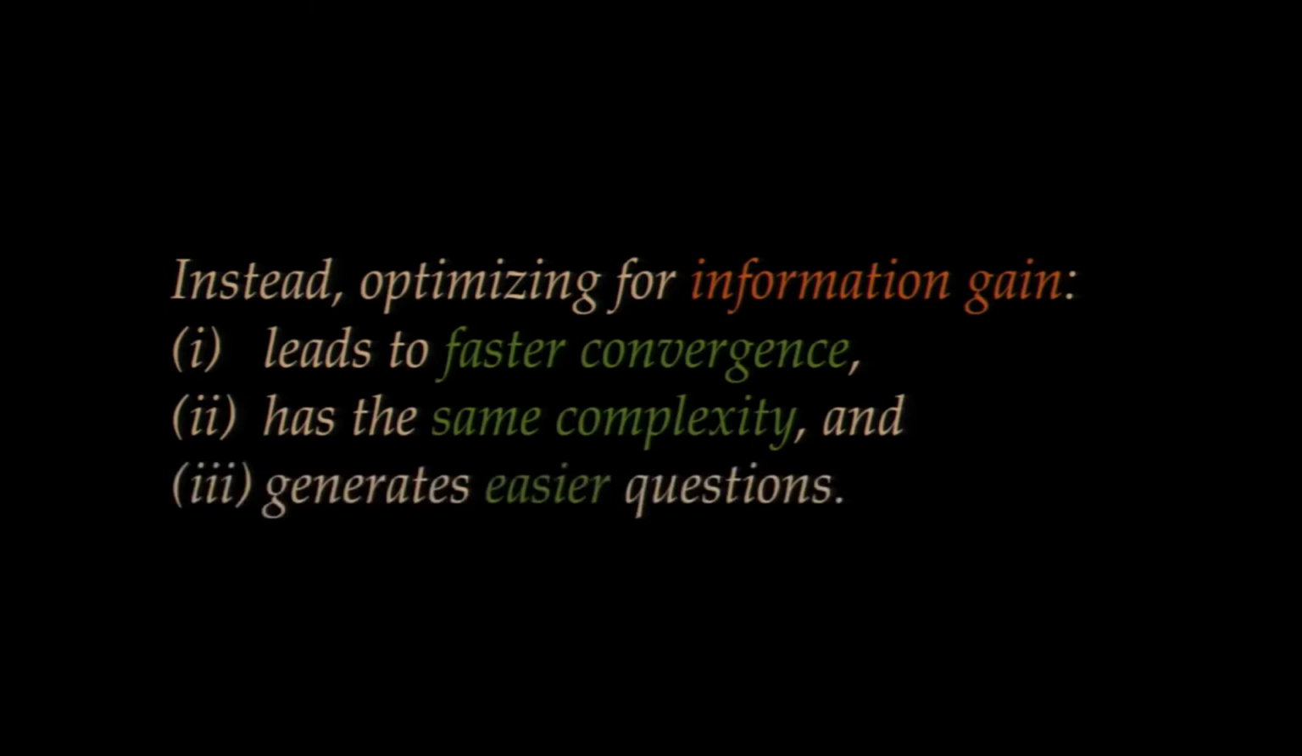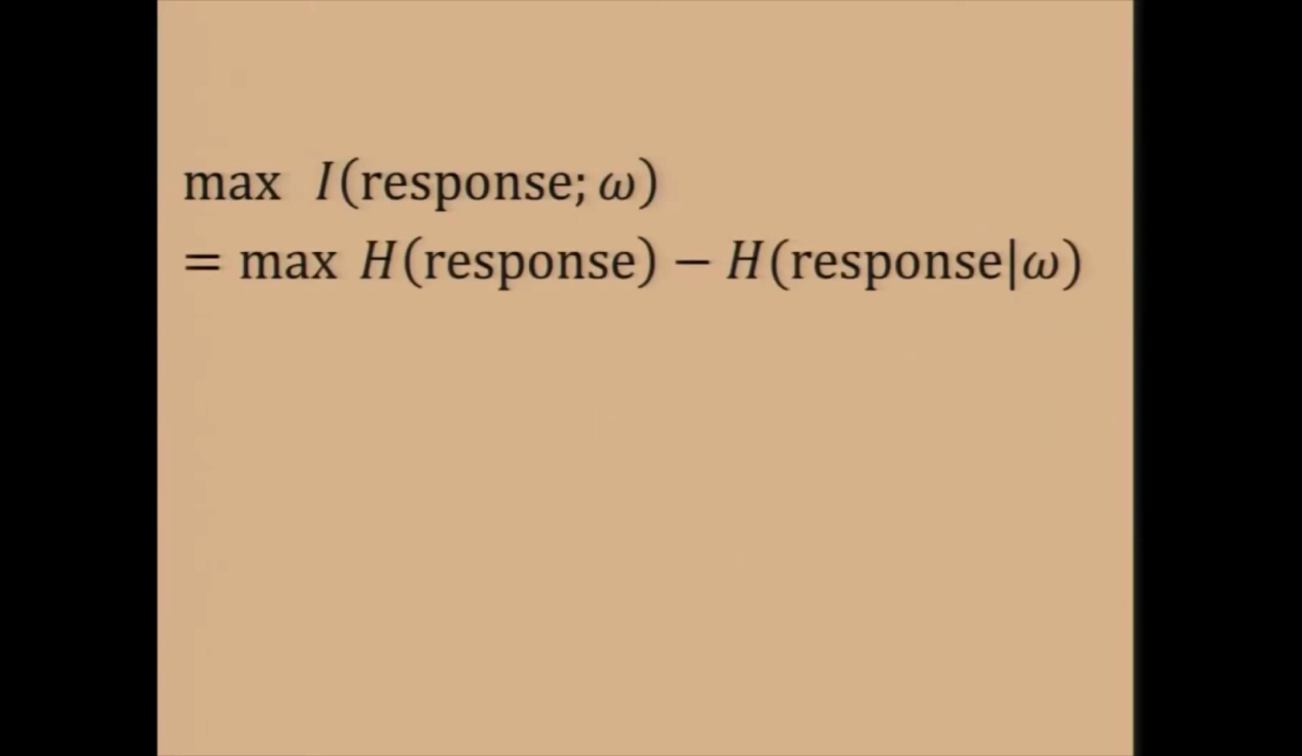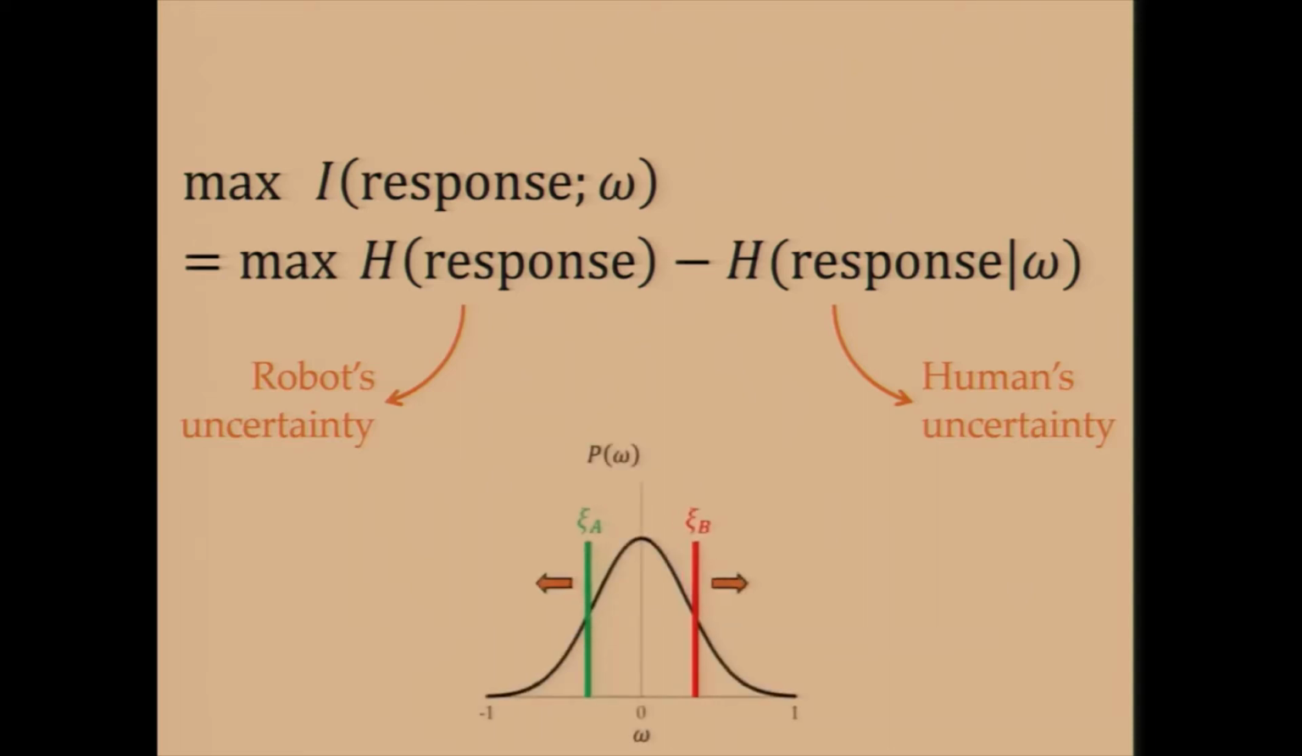So why do the questions become easier? Let's look at the definition of information gain. Here, the first entropy term represents the robot's uncertainty about the human's response. So from the robot's perspective, this is what we should be maximizing. But also, from the human's perspective, we should be minimizing the human's uncertainty, which is the second term. In this way, together with these, the questions become easier and distinguishable.